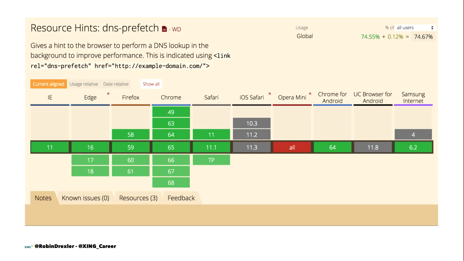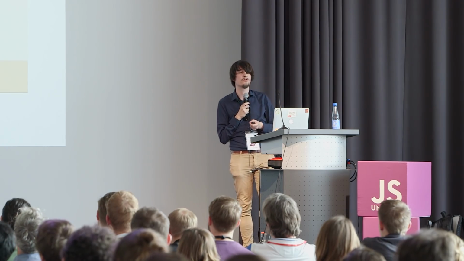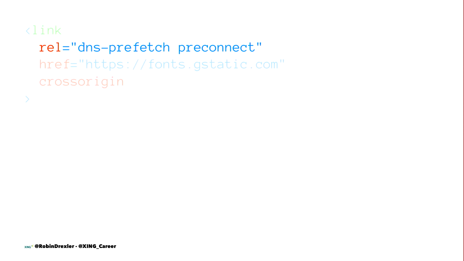So what you can do is, if you actually want preconnect, but also want to give browsers that do not support preconnect, but do support DNS prefetch, at least something, you can basically just specify both in one link tag. And then if the browser supports preconnect, it will simply use preconnect. And if it does not, but does support DNS prefetch, then it will resort to DNS prefetch.